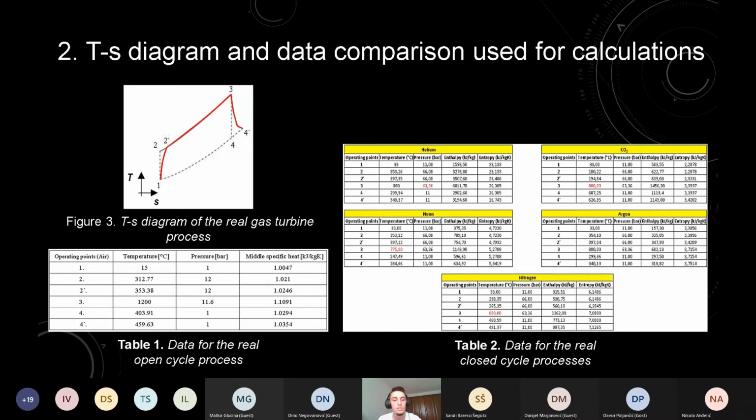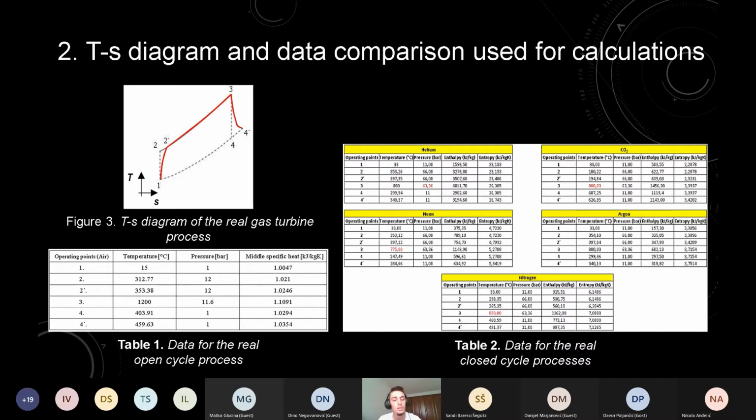Previous two figures showed ideal processes. Now we add two more points with apostrophe to make it a real process, like shown in the TS diagram in figure 3. Then, in table 1, for real open cycle process, it is shown that the temperature, pressure, and middle specific heat have a rise in value up until operating point 3, with the only exception being the pressure drop in point 3. Then, in point 4, value drops below point 3, but is still of a higher value than point 2 with an apostrophe.